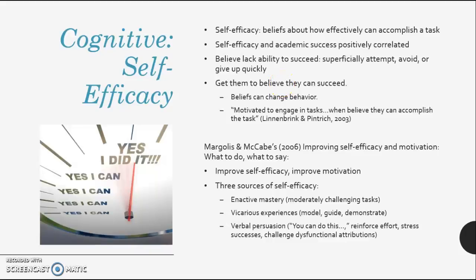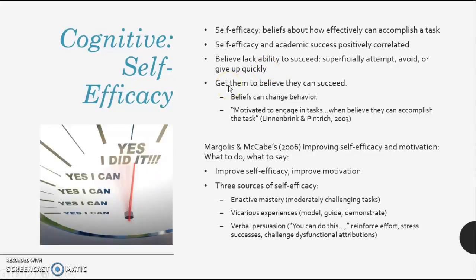Another cognitive view of motivation is the self-efficacy theory. So self-efficacy is this belief about how effectively we can accomplish a task. Self-efficacy and academic success have been found to be positively correlated. When students believe that they lack the ability to succeed, they may superficially attempt an assignment, or they may avoid it altogether, maybe avoid class altogether, or maybe they give up very quickly. They're not committed to it.